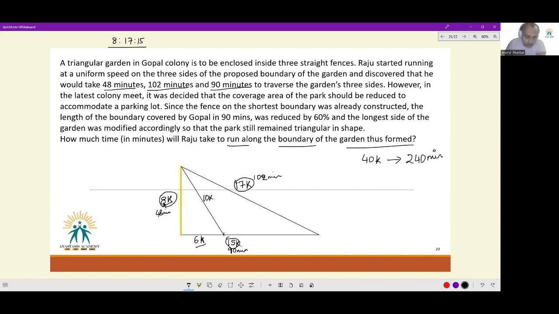Now in the new triangle, we've got 8 plus 6 plus 10. He's running 24k. 24 into 6 is how much? So it will take him 144 minutes now. It will take 144 minutes for Raju to run along the boundary of the garden.